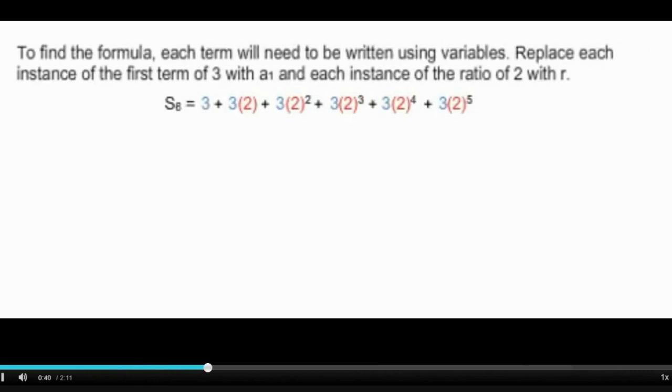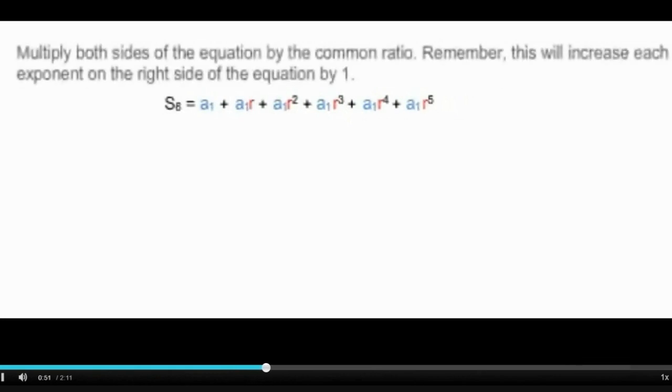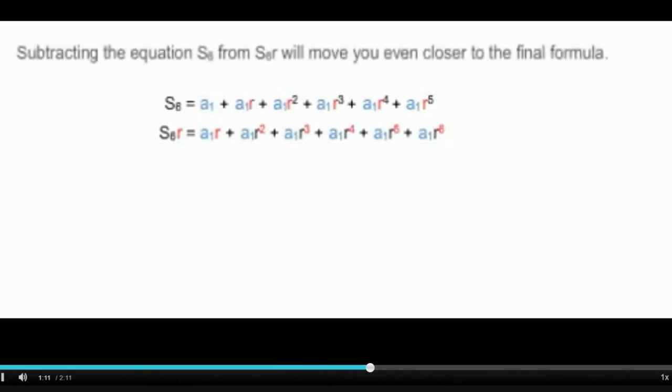So to find the formula, each term will just need to be written using variables. We'll take the 3 and replace it with A1 every time you see that 3, and we'll take the 2 and replace it with R. Multiply both sides of the equation by the common ratio. So if we multiply both sides, S6 times R and all those other times R, that changes it to the last term being R to the 6th. Oh, that's an S6 times R.